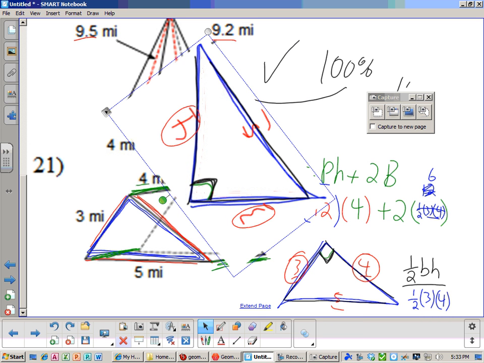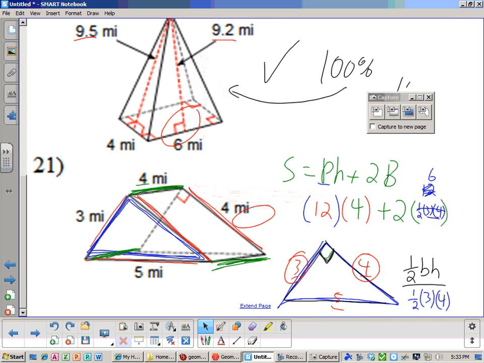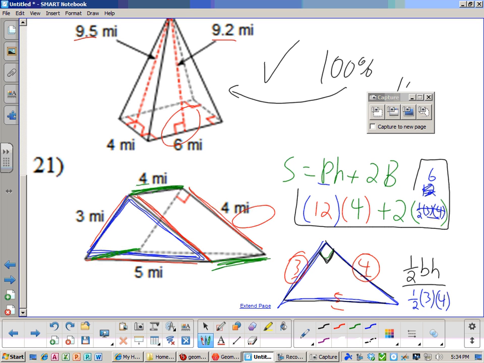Okay, move this out of the way. By the way, there is our final answer. If you put this whole thing in your problem, that would be it. Put it in your calculator, type, type, type, and you get exactly what the answer is right there. It's 12 times 4 plus 2 times 6.